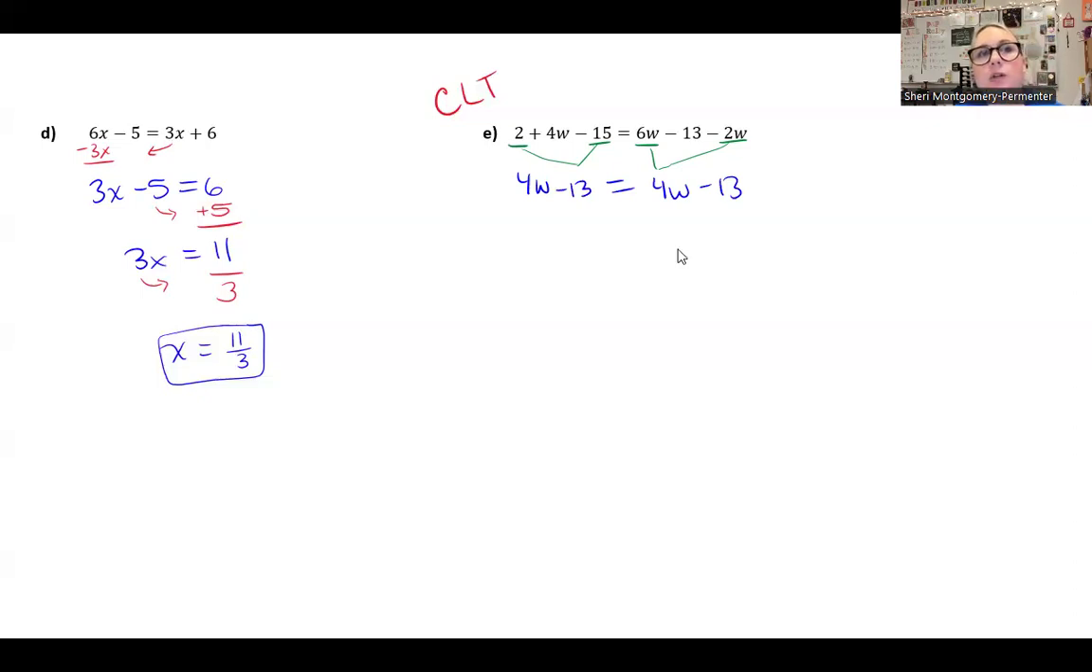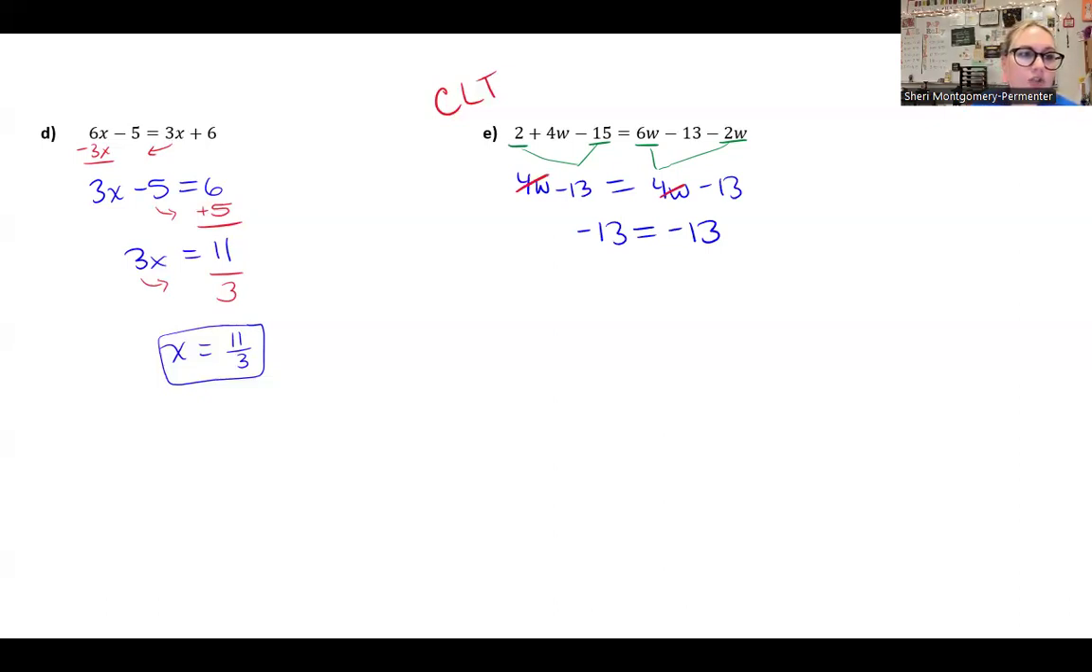Because if I brought this 4 over, what's 4 minus 4? 0. So if you have exactly the same thing, they cancel each other out. And this is what we're left with. Negative 13 equals negative 13. Is that true? Yes. So it makes a difference if it's true or false.